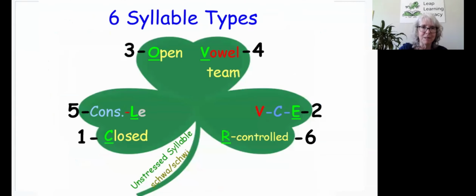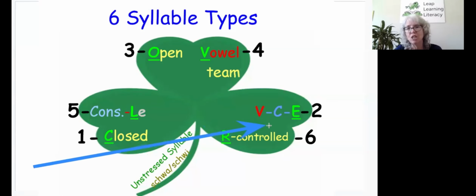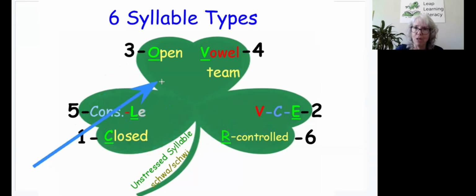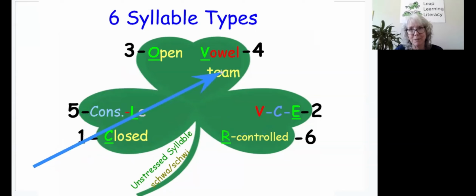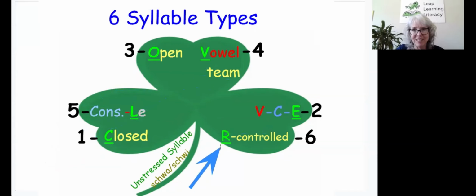So we have our 6 syllable types. This is the order, just to repeat what I do. 1 closed syllable, 2 vowel consonant silent E syllable, 3 open syllable, 4 vowel team syllables, and there are a lot of vowel teams. And then 5 consonant LE syllable with R-controlled syllable last, and our unstressed syllables, mushy and weak, along the way. We do them as we go.